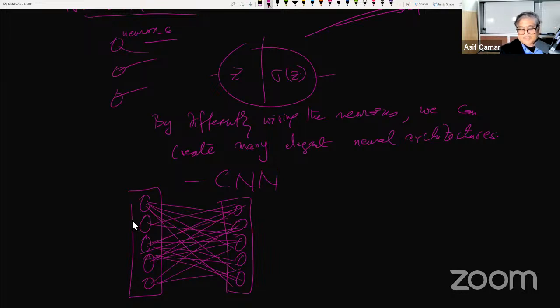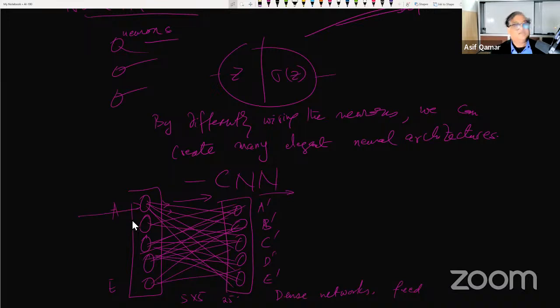Do you see that? Suppose I have A and it is connecting to A prime, B prime, C prime, D prime, E prime. So how many interconnects can we have here? 5 cross 5, right? 5 neurons connected to 5 neurons in the second layer. So there'll be 25 interconnects. So these are also called dense networks or feed forward. Why are they feed forward? Because the input that comes here feeds forward to the next layer, and the next layer, and the next layer. So these are called dense networks or feed forward networks.